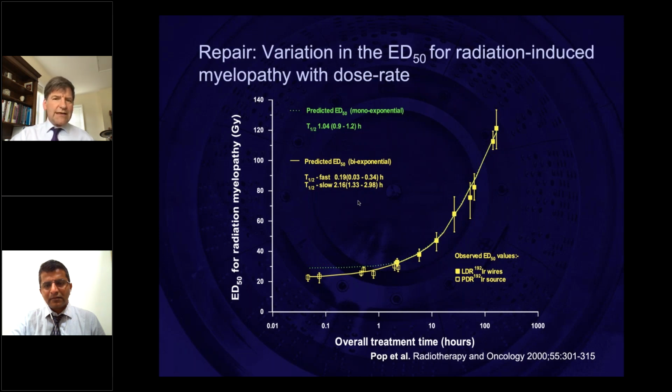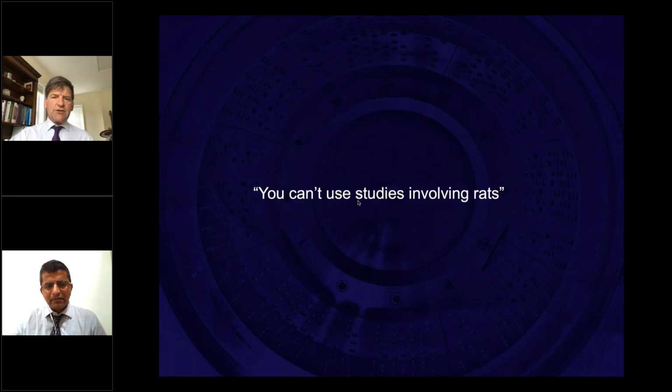Now, that can be quite difficult to do, because if you use a bi-exponential repair function, you can't calculate in Excel. You need to use more advanced mathematical programs to do that. Now, some people have said, well, you can't use studies involving rats.